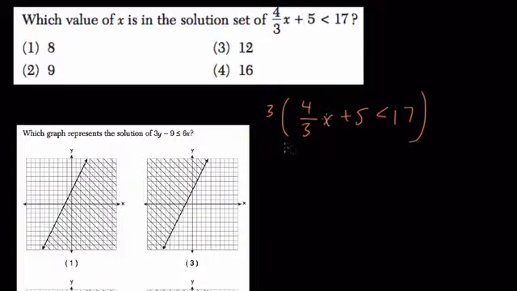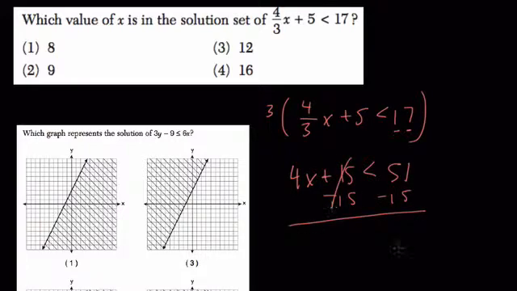3 times 4 divided by 3 is just 4, right? 3 divided by 3 is 1. So it's 4x plus 5 times 3, 15, less than, well, 3 times 20 is 60, and then we subtract 3 groups of 3, which is 51, or we can think it's 3 times 10 plus 3 times 7, which is 30 plus 21, or 51.